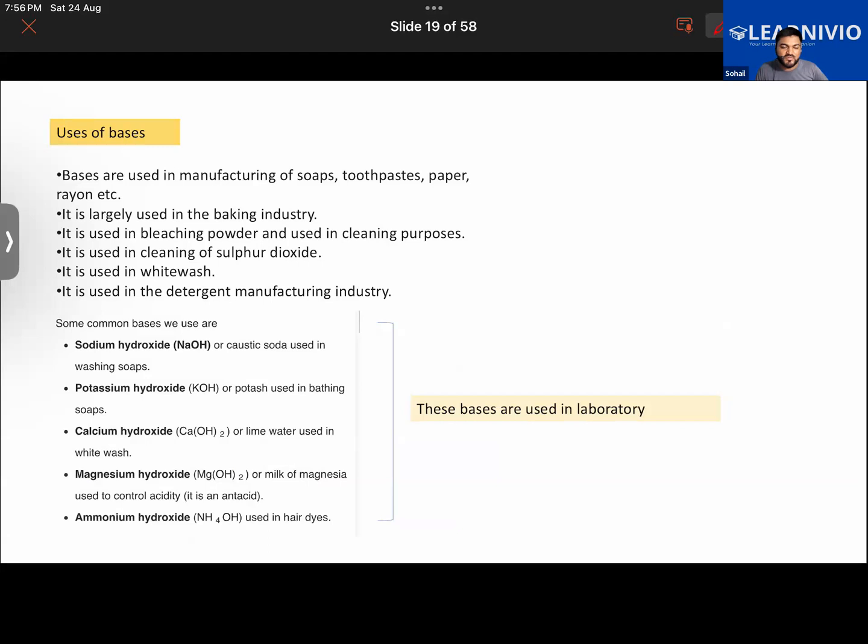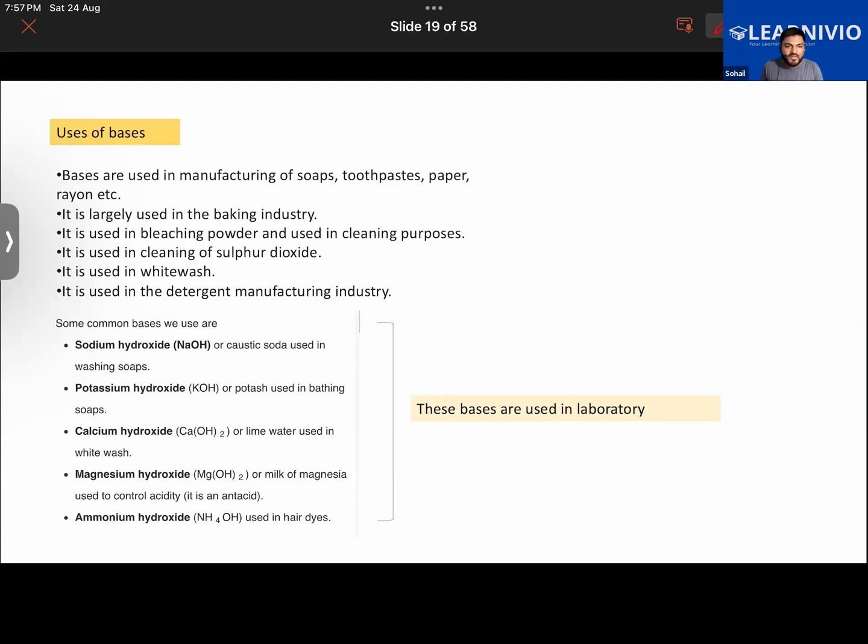We did learn about the uses. Some of the common uses: certain bases are used in the manufacture of cement, some in making toothpaste, manufacture of paper, and in the baking industry. Which base is used in the baking industry? Sodium bicarbonate, also called baking soda. Very good. Certain types of bases are used in whitewashing also.